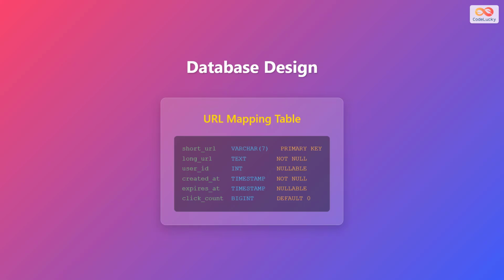Now let's consider the database schema. The core table, URL mapping table, would include the following columns. Short_URL, which is a variable character with a length of 7 as the primary key. Long_URL, which is of text type and cannot be null. User_ID, which is an integer and can be nullable. Created_at, which is a timestamp and cannot be null. Expires_at, which is a timestamp and can be nullable. Finally, click_count, which is a big integer with a default value of 0.